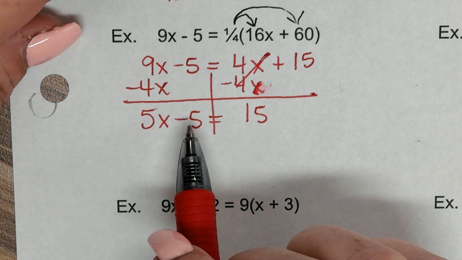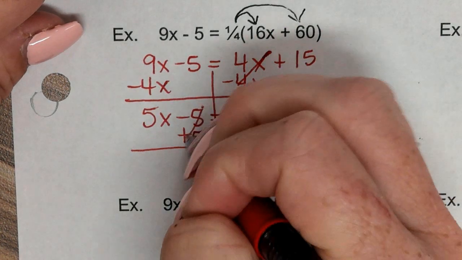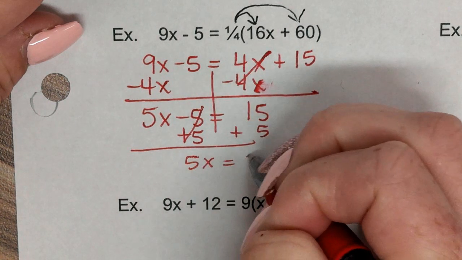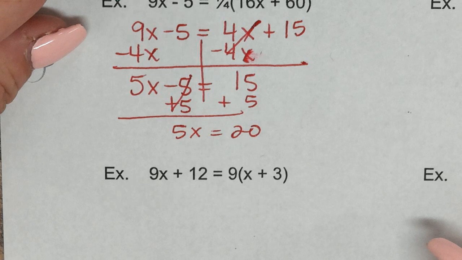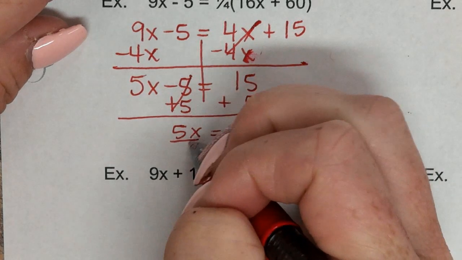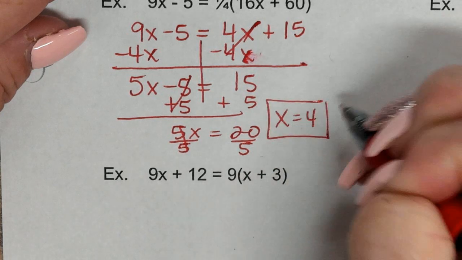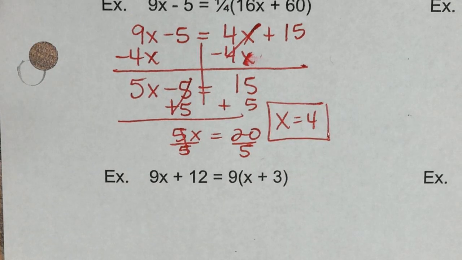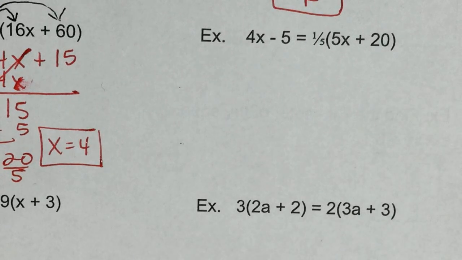How do I move a minus 5? Plus 5. So 5x equals 20. How do I get rid of the coefficient? Divide by 5. So x equals 4. Okay, I'd like for you guys to try this one on your own.